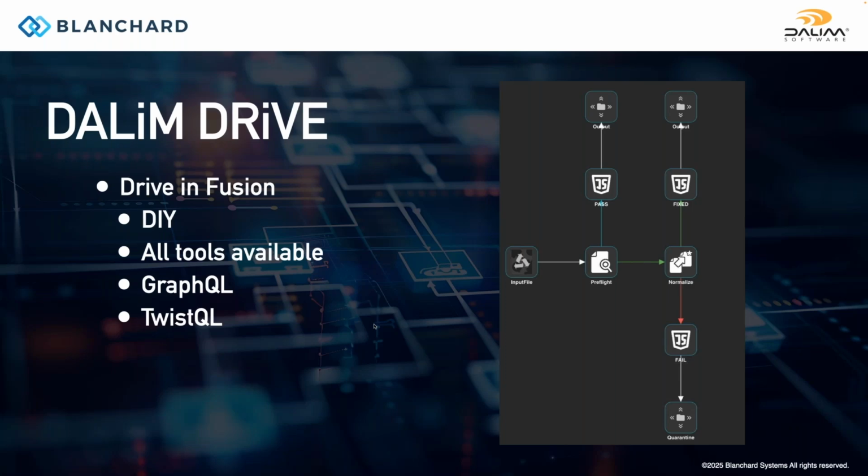One thing I should mention, the Drive as it exists even today, there's no limitation on the scaling of it. You could stand up as many Drive processing engines as you want and process more and more files. Dalim charges per page. That was their way to not have to artificially slow customers down when they need to get a lot of files out. And all the tools are available, and you'll be using GraphQL and TwistQL for the coding of it.